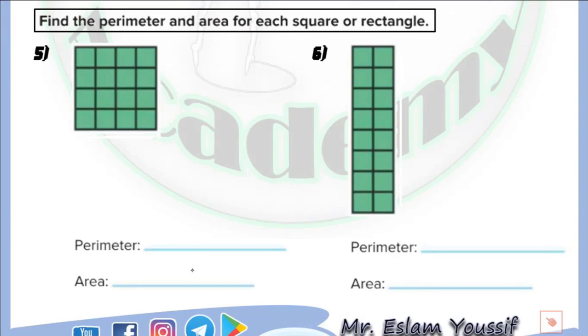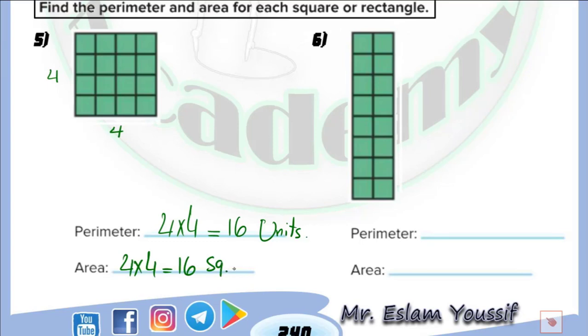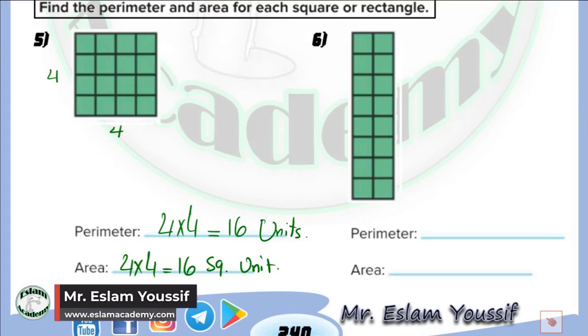In question number 5 and number 6, we need to find the perimeter and the area for each of the following. For number 5, we have a square. You will find that the length of the side is equal to 4 units. To find the perimeter, as we said before, the perimeter of the square is the side length multiplied by 4. You will find that the answer is equal to 16 units. But the area is equal to the side multiplied by itself, so 4 multiplied by 4. The answer will be equal to 16, but that will be square units. If you remember, when we talked about the perimeter, we said it will be the same unit, but the area will be in square units.